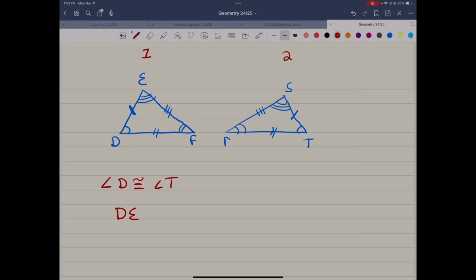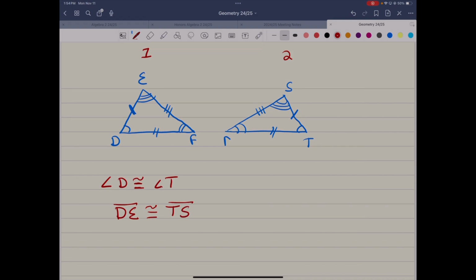So then we can do sides. If I do side DE and I want to know what side DE is congruent to. DE is right here. It has one tick mark. Which other one has one tick mark? TS. So side TS. Angle S is congruent to which angle? E. Angle S is congruent to angle E.